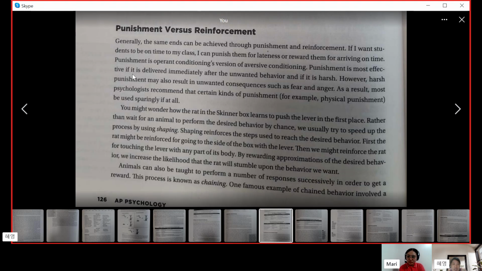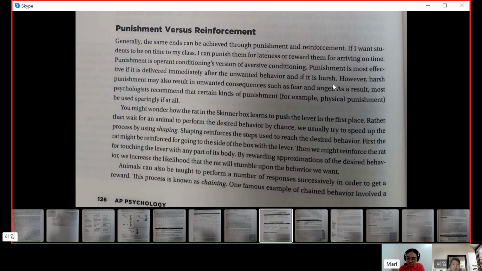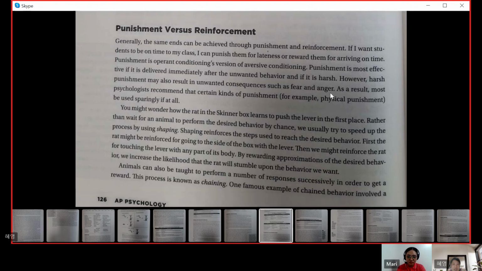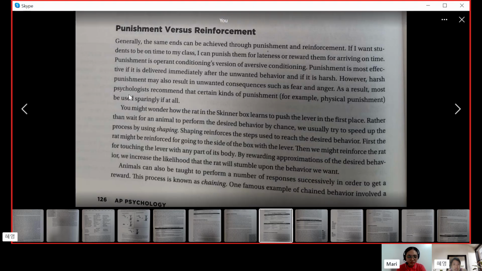Punishment is most effective if it is delivered immediately after the unwanted behavior and if it is harsh. However, harsh punishment may also result in unwanted consequences, such as fear and anger. As a result, most psychologists recommend that certain kinds of punishment be used sparingly, if at all.